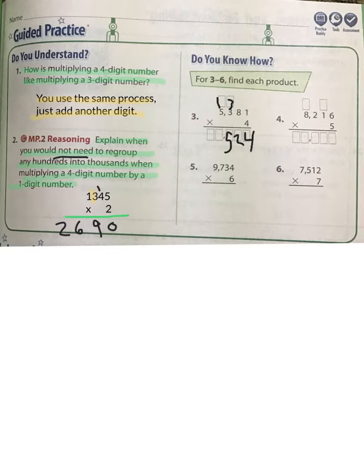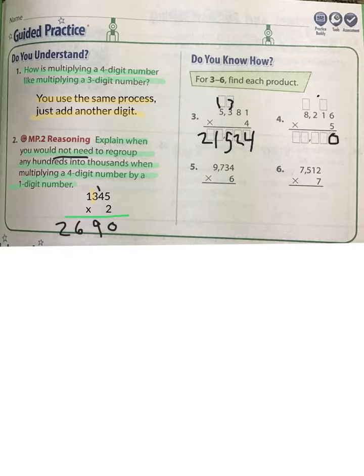Last, we're going to multiply 4 times 5, which is 20, plus 1 more is 21. And I know it is hard to see me write in these small boxes, but the answer that you should get is 21,524.